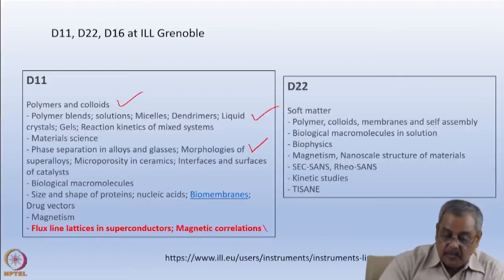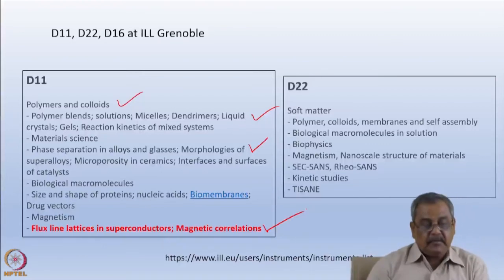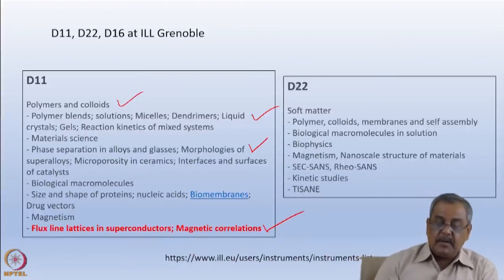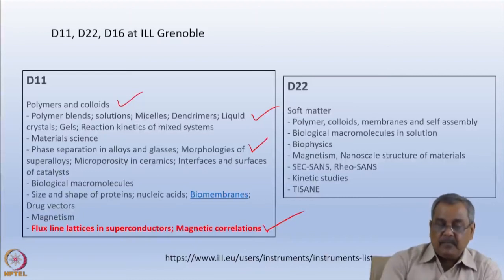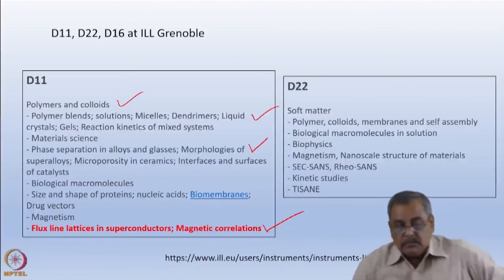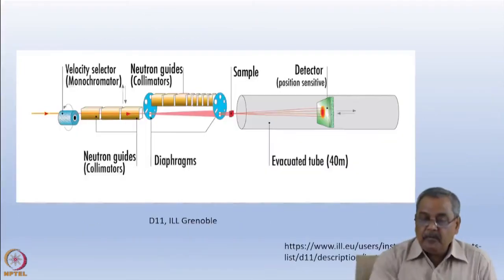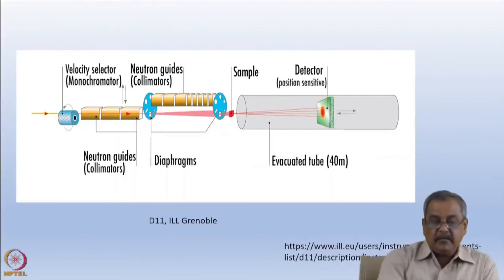I will also give an example of flux line lattice in superconductors. It's very, very interesting work, extremely interesting from fundamental science, and I'll explain this to you. A similar range of studies can be done with D22. So now I will talk about the flux line lattice. Again, the structure is very similar.